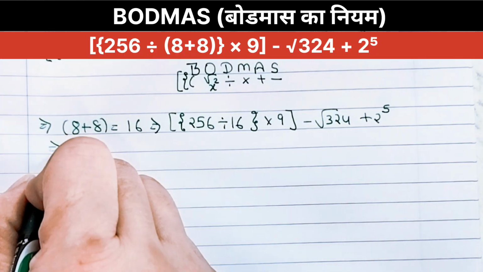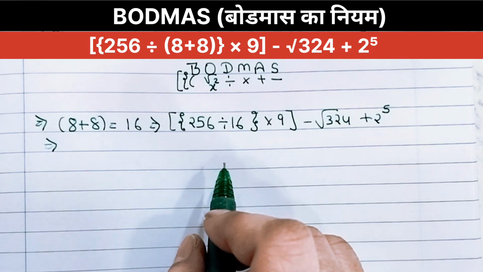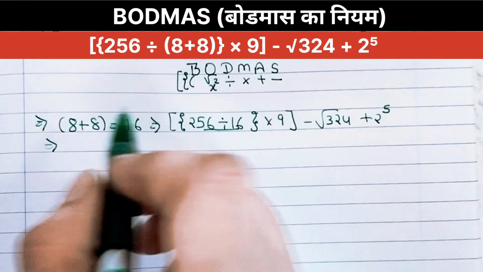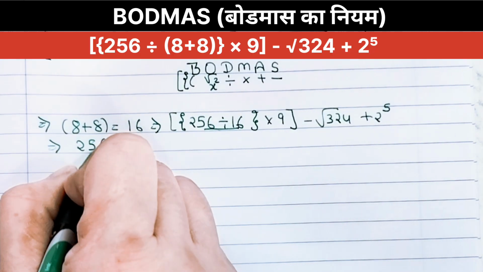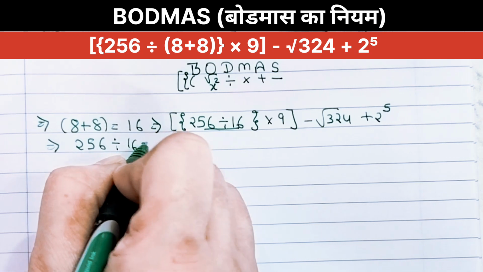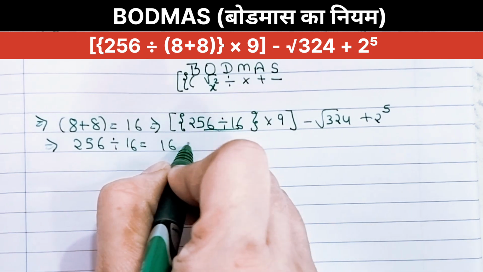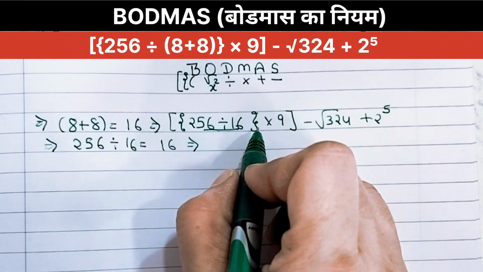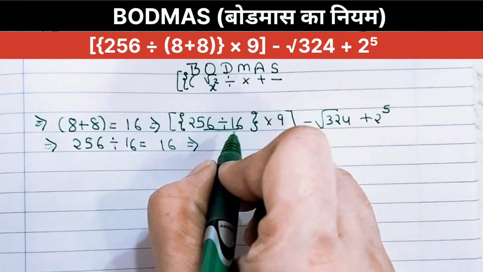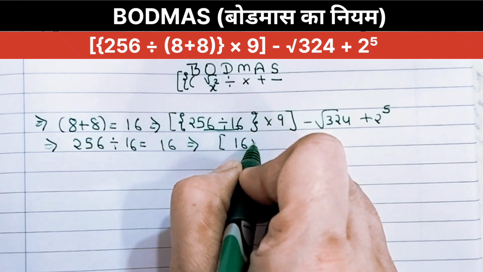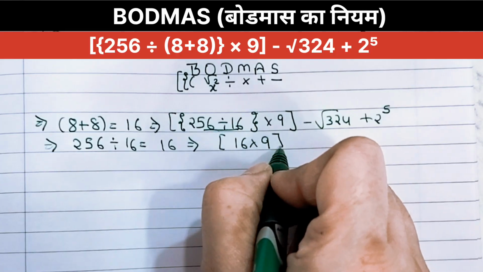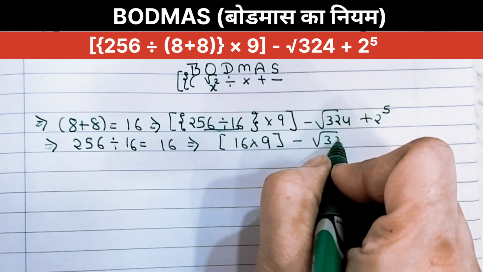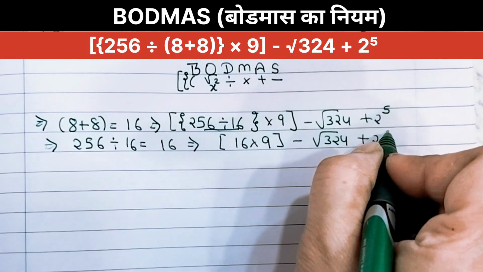Move to the next step. According to the next step, solve the curly braces. In the curly braces there is a division. Solve the division, calculate it, and we get 16. According to this step, move outward to the next level of brackets, which is the curly brackets, and now the current expression becomes square bracket 16 multiplied by 9 square bracket, minus root 324 plus 2 power 5.